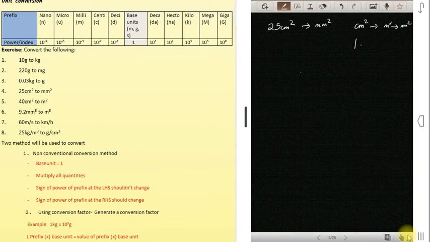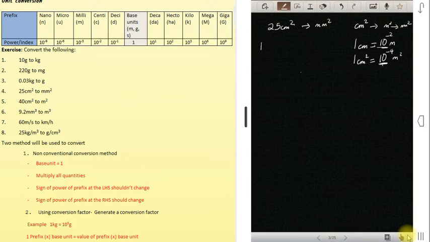Now, recall that 1 centimeter is the same thing as 10 to the power of negative 2 meter, isn't it? The conversion factor. So 1 centimeter square will be the same thing as 10 to the power of negative 4 meters square, that is, I'm squaring this quantity here. Now I'll use that to convert 25 centimeters square to meter square.